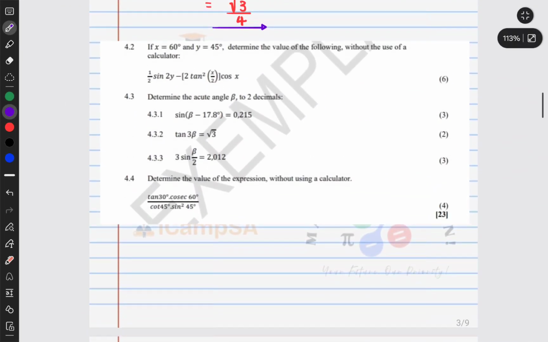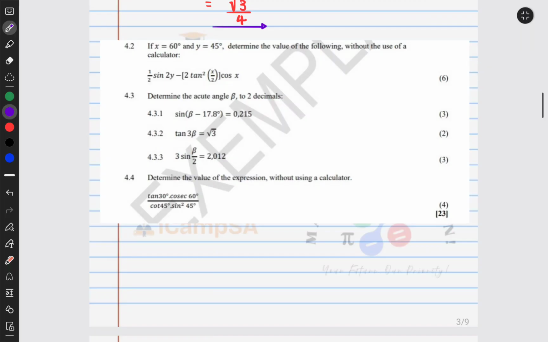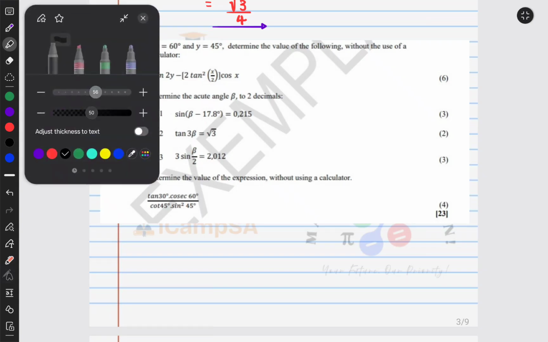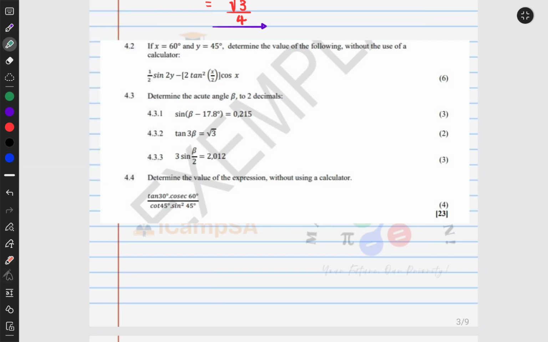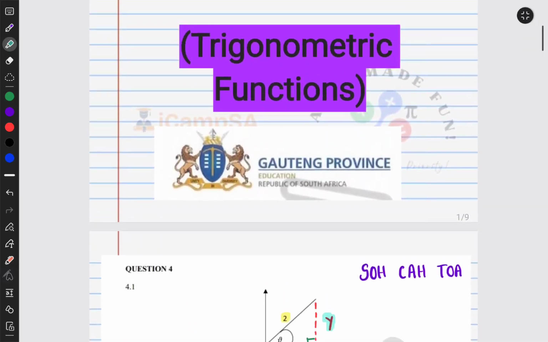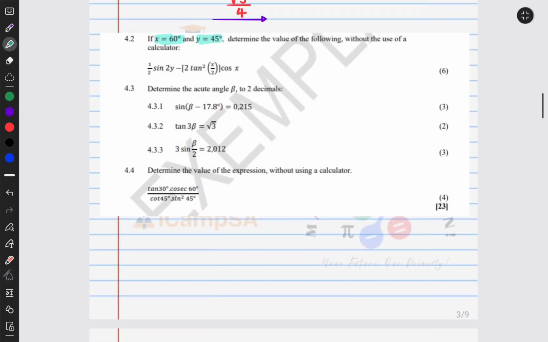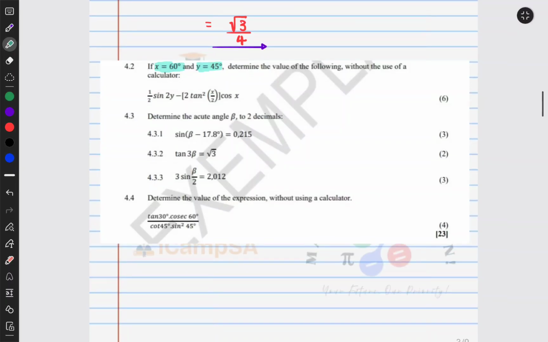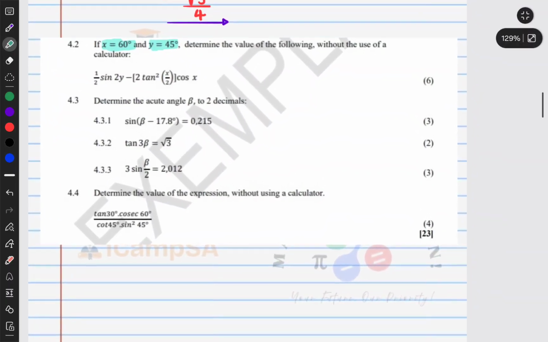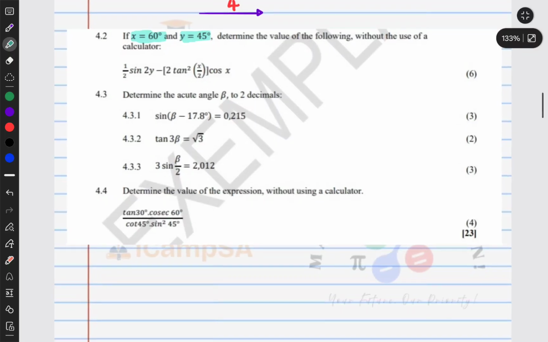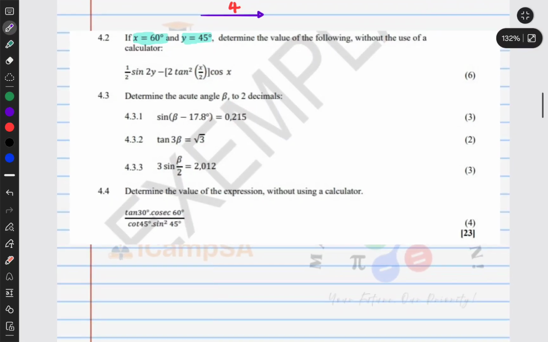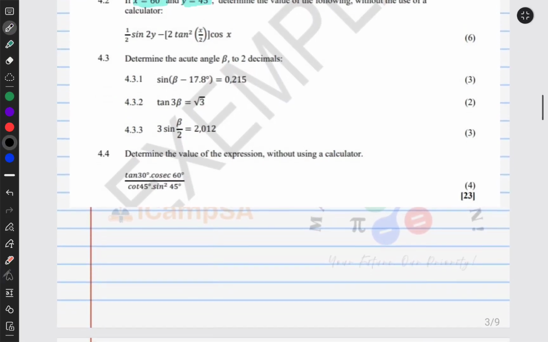4.2: if x is equal to 60 degrees and y is equal to 45 degrees, determine the value of the following without the use of the calculator. 60 degrees and 45 degrees, what are those? Those are our special angles. We haven't constructed the triangles for our special angles, but let's quickly construct those.